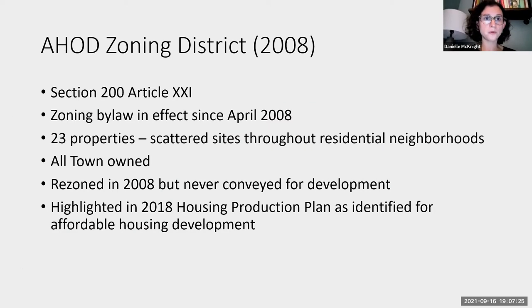Just to give an overview of the Affordable Housing Overlay District and what is allowed on these sites, these properties, along with 19 other properties, were rezoned in 2008 with the town's Affordable Housing Overlay District. They have also been highlighted in the town's housing production plan as a good opportunity to develop a few units of affordable housing, but they haven't yet been conveyed for this purpose. I'll go on to describe the zoning in a little bit more detail.